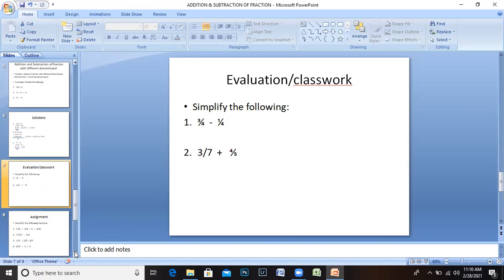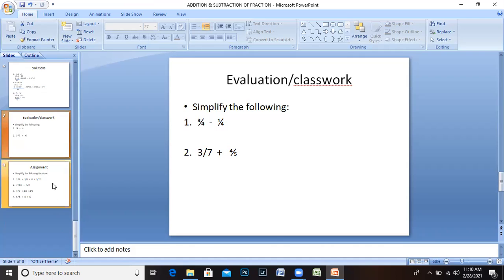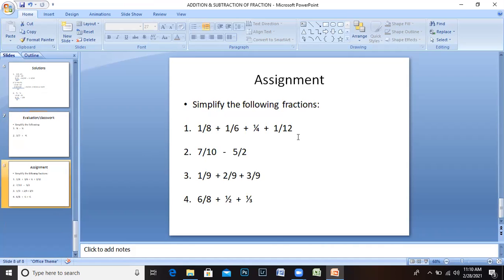In the process of doing that, you have to copy this assignment also. Simplify the following fractions. Number 1, 1 over 8 plus 1 over 6 plus 1 over 4 plus 1 over 12. Number 2, 7 over 10 minus 5 over 2. Number 3, 1 over 9 plus 2 over 9 plus 3 over 9. Number 4, 6 over 8 plus 1 over 2 plus 1 over 3.